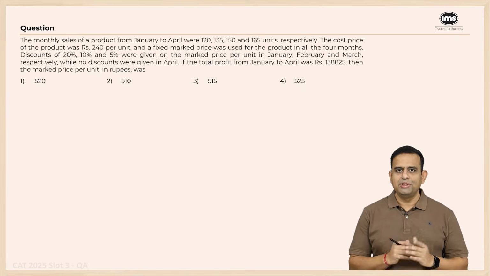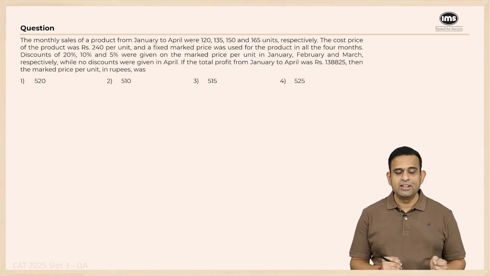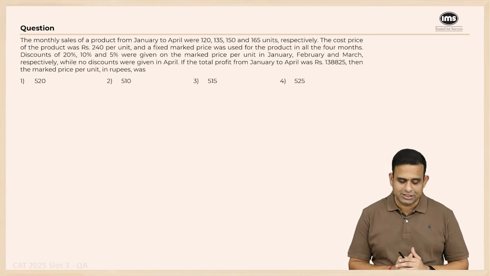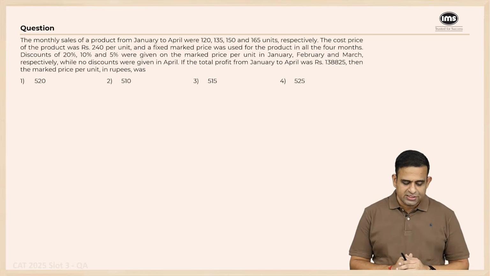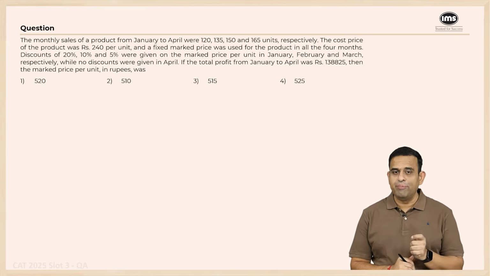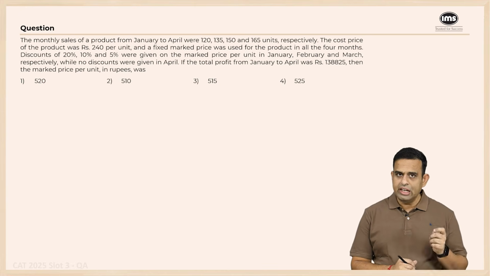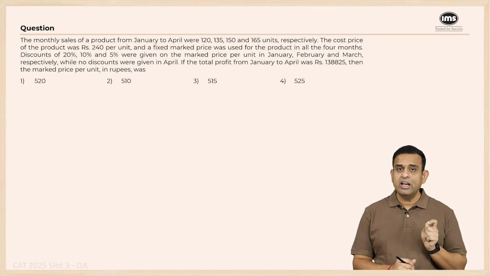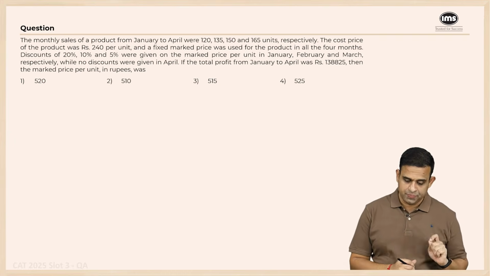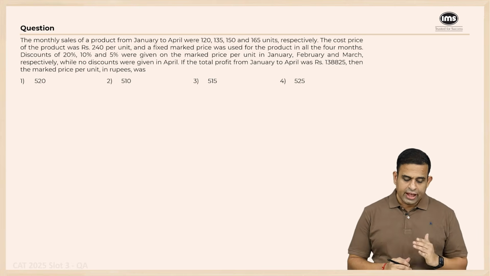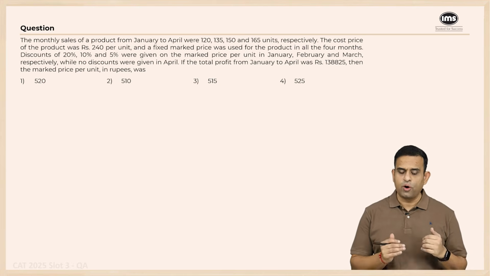The next sum happens to be slightly lengthy. Let's first of all read the sum, and then we can remove the distorted noise from this particular question. The monthly sales of a product from January to April, so 4 months, Jan, Feb, March, April, were 120, 135, 150 and 165 units respectively. The cost price of the product was 240 per unit, and a fixed mark price was used for the product in all the 4 months.